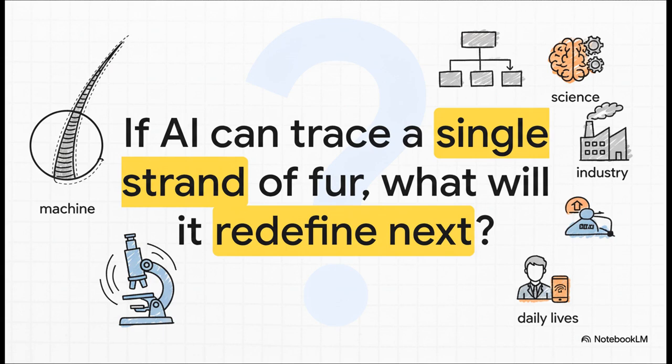So I'll just leave you with this one thought. We've just seen how a machine can go from a simple photo to tracing the boundary of a single strand of fur. Think about that. This kind of granular, detailed understanding just opens up a whole new world of possibilities. So the only real question is, what boundaries will this technology redefine next?